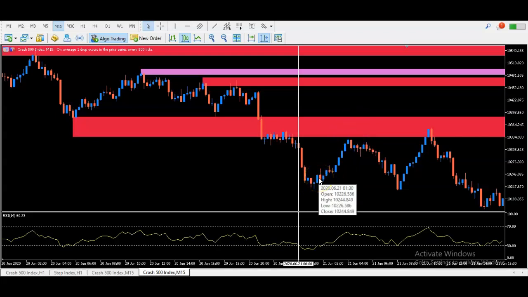Remember, this is a 15 minutes chart, so it means that you have 15 minutes, 30, 45, 1 hour, 1 hour 15 minutes, 1 hour 30 minutes, 1 hour 45 minutes, 2 hours, 2 hours 15 minutes, 2 hours 30 minutes, and 2 hours 45 minutes. So this went on for about 3 hours. If you enter this trade, you could have held on to this trade for 3 good hours.